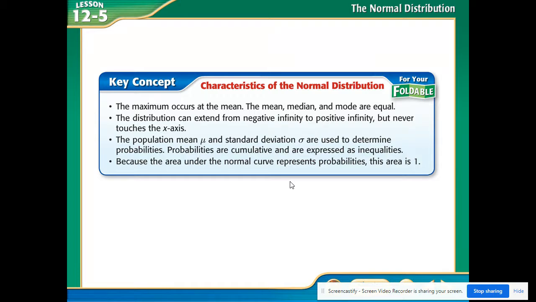The distribution, the curve, never really touches the x-axis, and it goes from negative infinity to positive infinity. We're going to use the mean and the standard deviation to find out different probabilities. And then the total area underneath that curve is 1 or 100%. So remember, we either represent it as a percent or like 25% is really 0.25. So if we add that all up, it will equal 1.